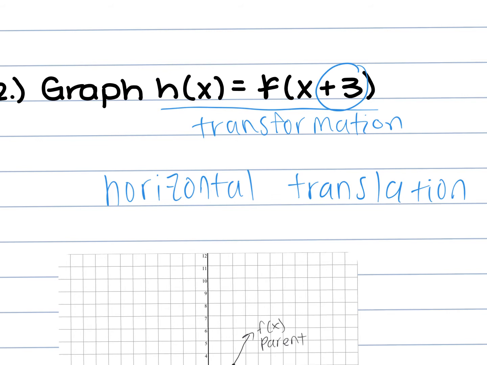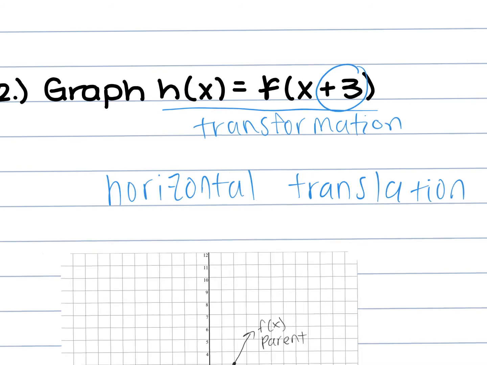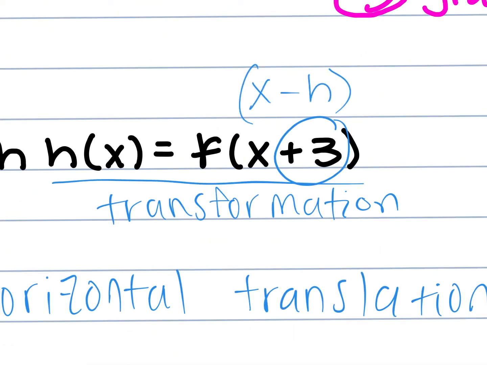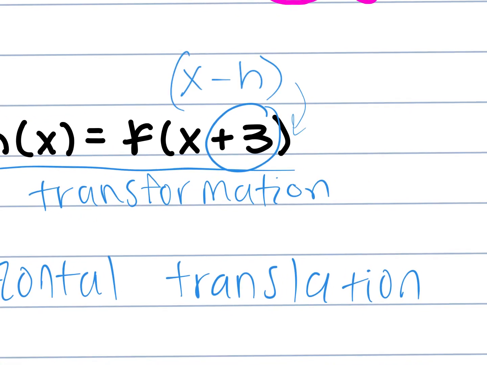Left or right? Now comes the tricky part. Remember, your formula is x minus h. Write that up top. X minus h. We want x minus h to match x plus 3. What would the value of h have to be to match that? H needs to be -3.